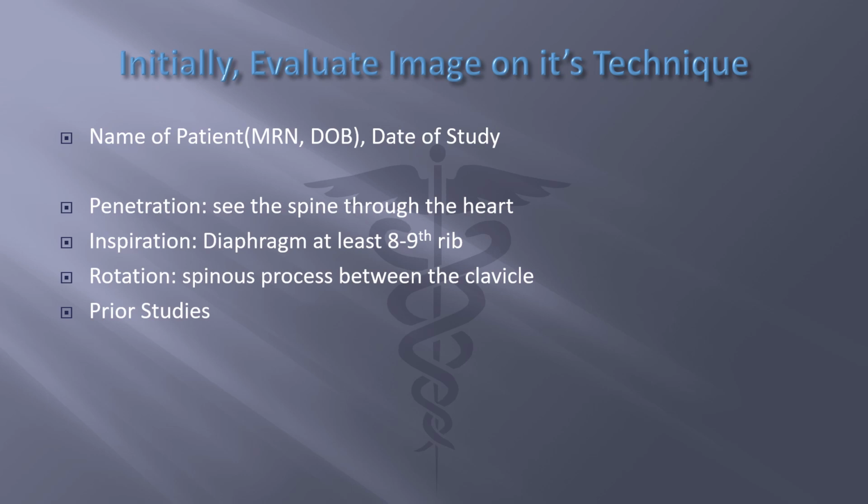When you look at the penetration, whether it's over or under, you want to see the spine through the heart, like we mentioned. For the inspiration on the X-ray, you want to see the diaphragm around the 9th rib. Also, for the rotation, we'll look at the spinous process. You'll see that on the X-ray. Is it equidistant between the clavicles? If it's deviated to one side or the other, it can indicate that the patient is rotated.